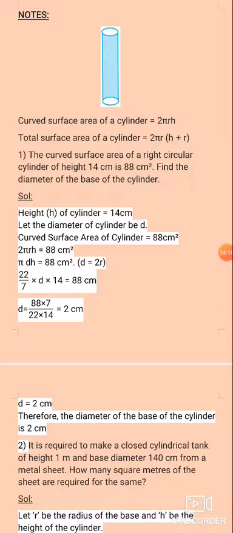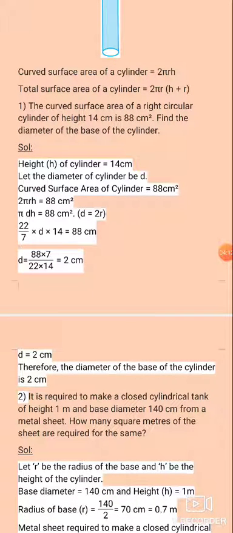Now what are the conditions given here? The base diameter is 140 centimeter and also height is given what? 1 meter. So if the base diameter is 140 centimeter, the radius is what? 140 by 2. Okay, that is 70 centimeter. Now you need to change 70 centimeter into meter. So we divide 70 centimeter by 100, which is equal to 0.7 meter.